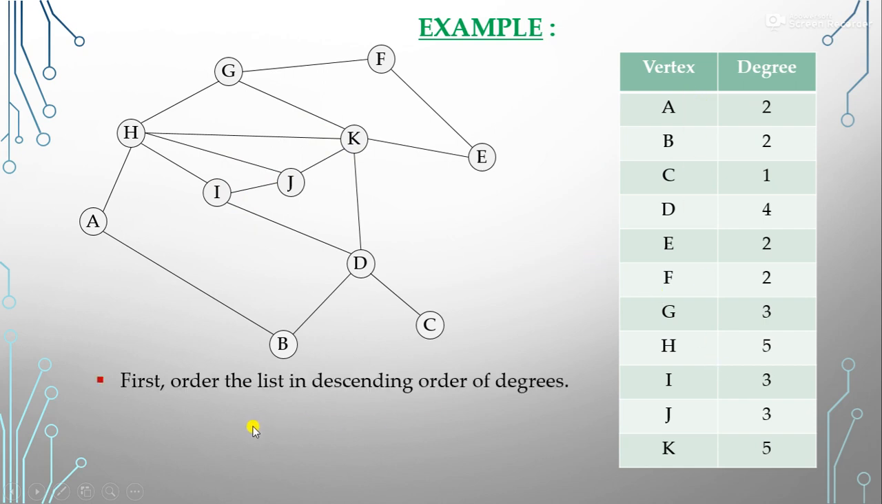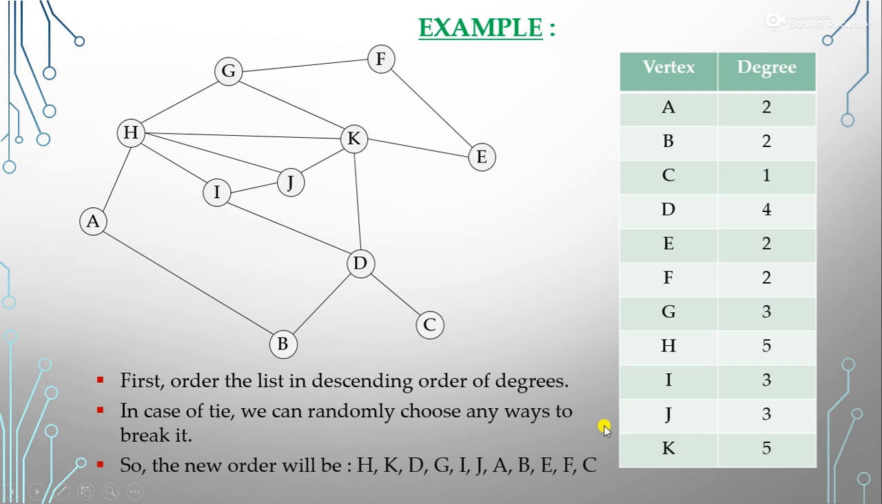After that, we have to arrange these degrees in descending order, right? It means first we take the higher degree. In case you have the same degree, like here H and K have the same degree 5, you can choose either way. It depends on you whether you use H or K; you can choose any one of them.